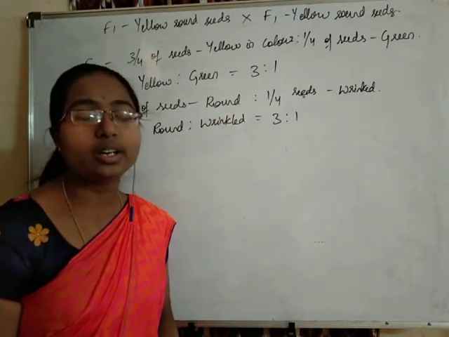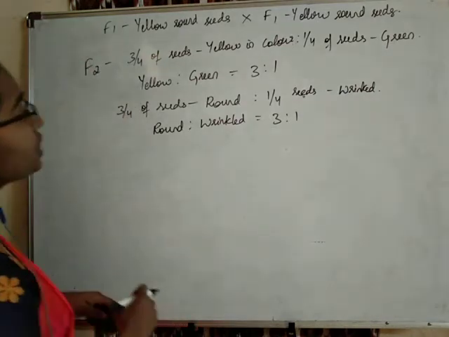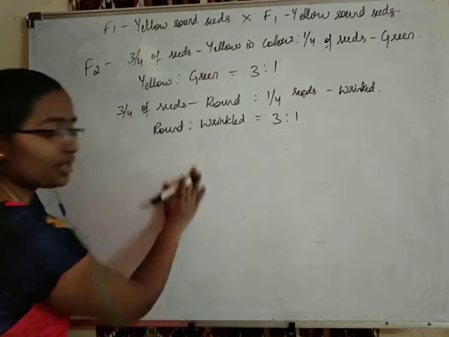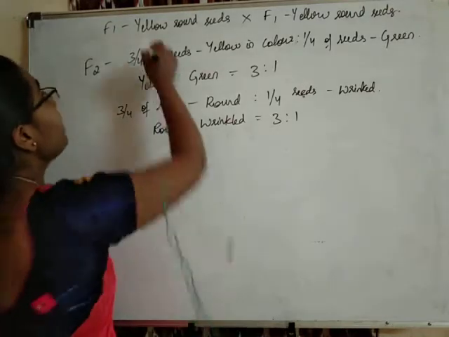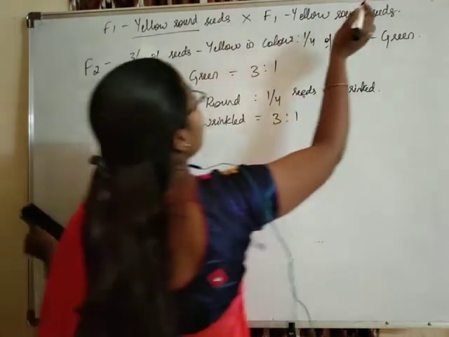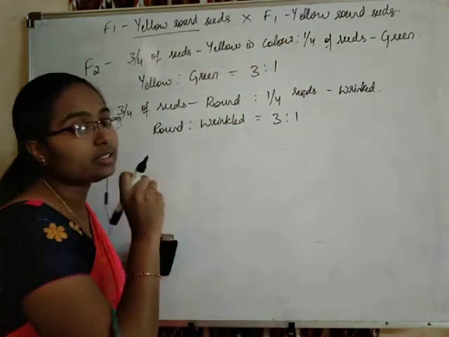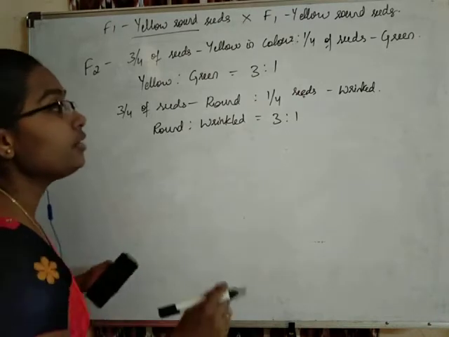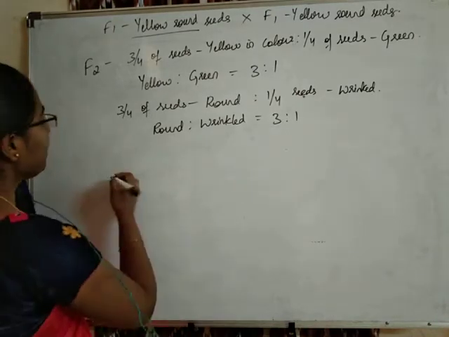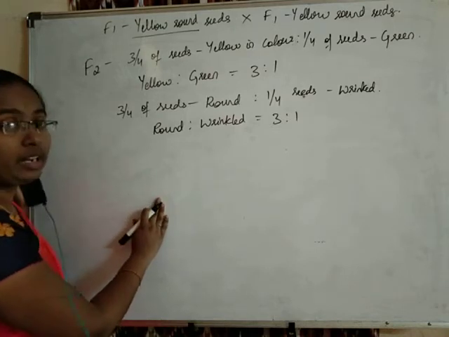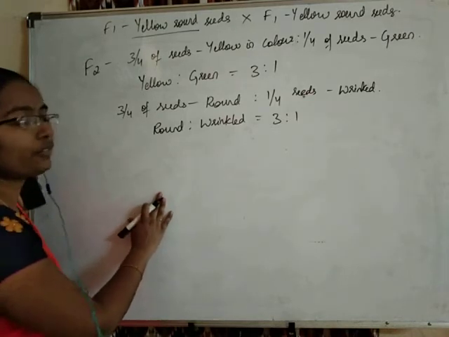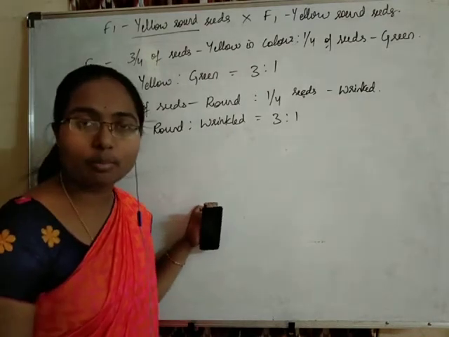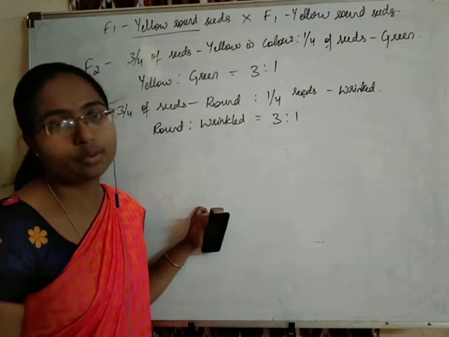Here a few more observations were made by Mendel. If the characters were considered together, as we considered earlier, yellow round seeds and green wrinkled seeds, both seed shape and seed color together, then he made different observations. He found that some non-parental combinations were also observed in the F2 generation.